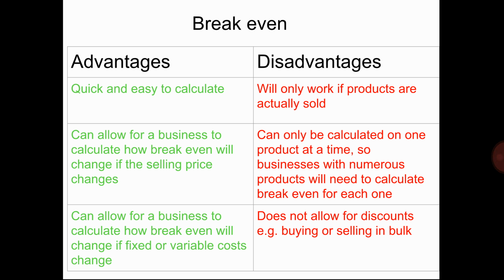Disadvantages, however, are the break even only works if the products are actually sold. So if no products are sold, then break even is irrelevant. They're not going to break even. They're going to be at a loss. It can only be calculated for one product at a time as well. So businesses with numerous products will need to calculate break even for each product. And also, it doesn't allow for any discounts. So if a business is buying raw materials in, the discount isn't always shown, and the same when they're selling in bulk, it's not always shown.